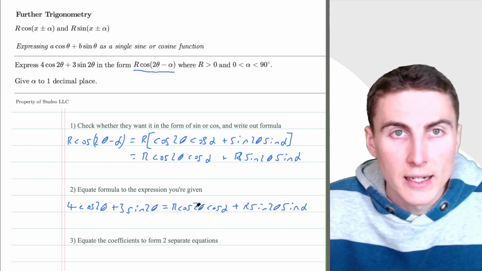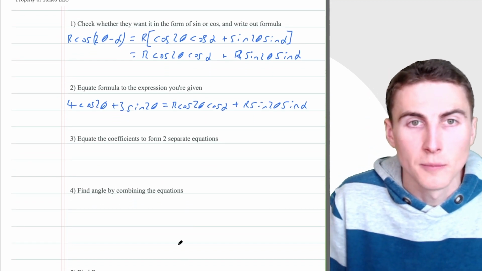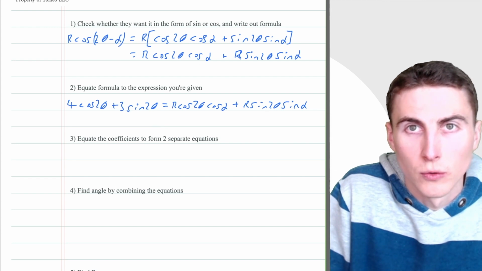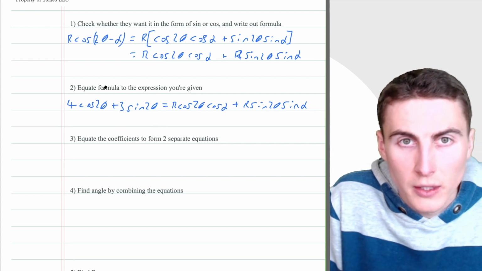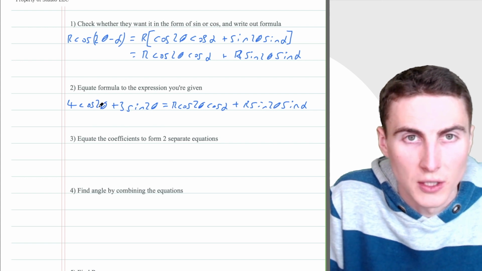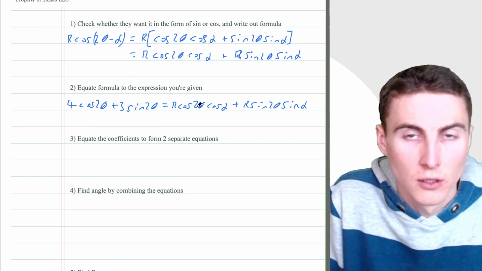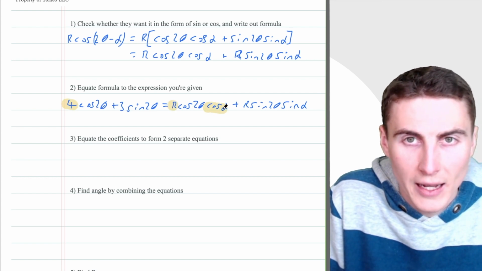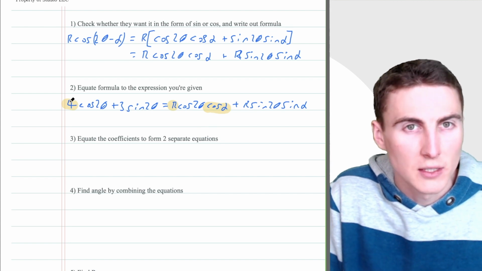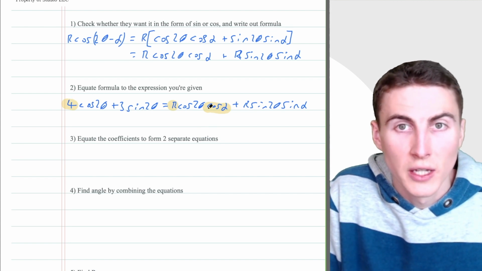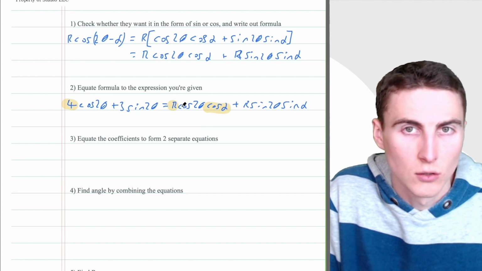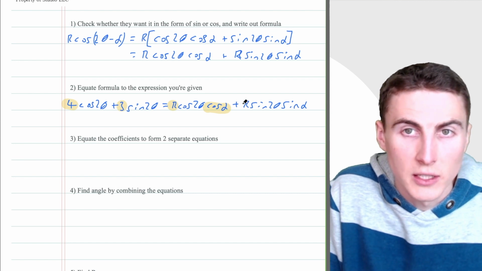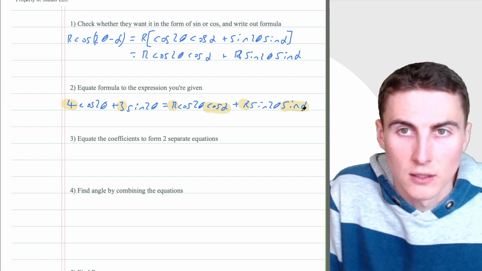And then the really important bit, the kind of clever bit here, is that we can equate the coefficients. To see what I mean by this, I'm just going to highlight them. So here we have cos 2 theta, and here we have cos 2 theta. So effectively, this 4 is equivalent to this r cos alpha. Does that make sense? Here we have 4 sets of cos 2 theta, and here we have r cos alpha sets of cos 2 theta. Whereas for our other one, this 3 is equivalent to this r sine alpha.